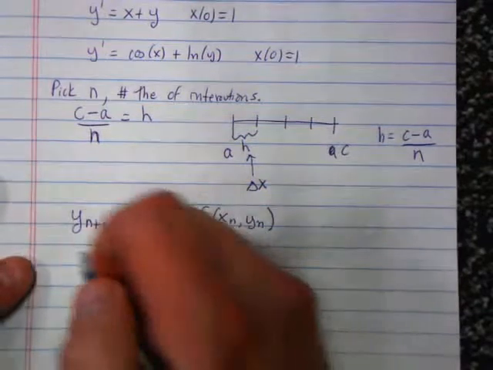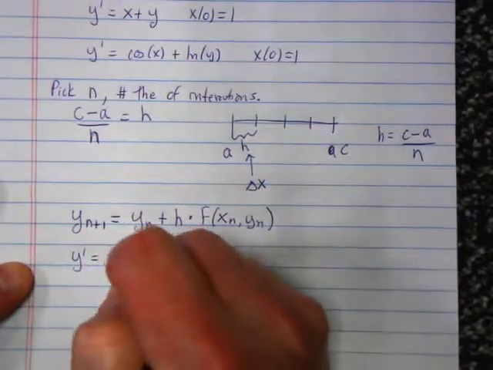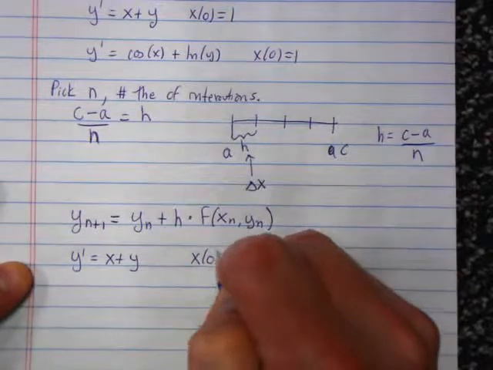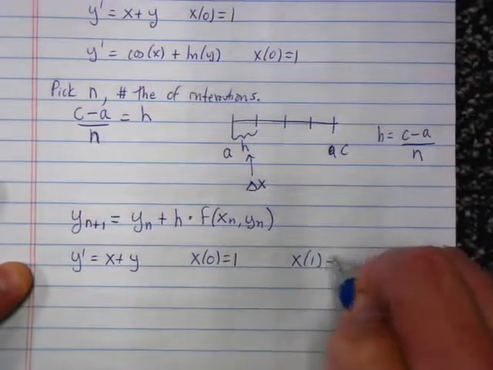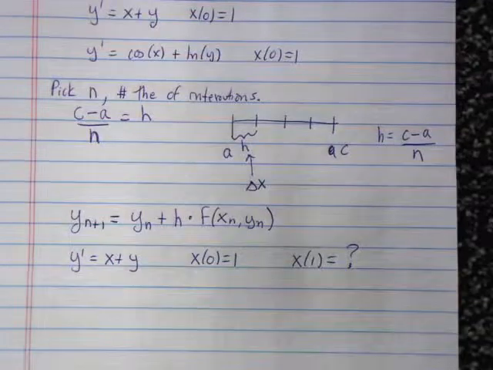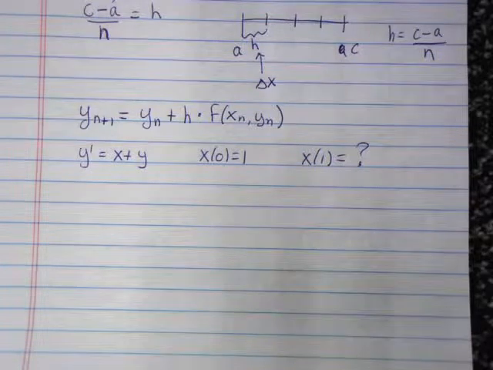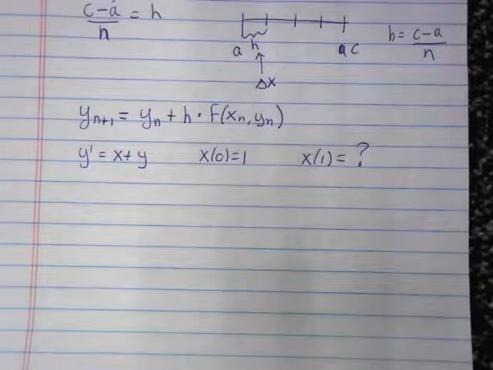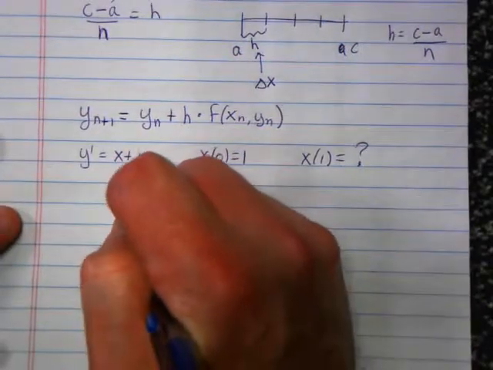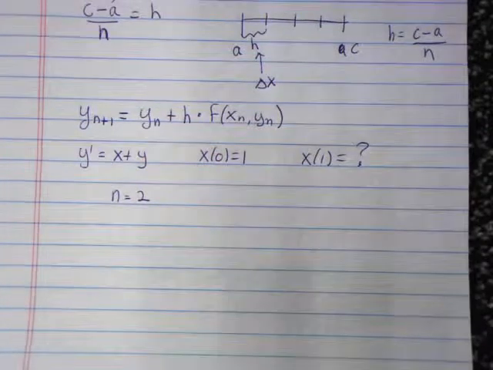All right, so we're going to take y prime equals x plus y, and y at 0 equals 1. We want to approximate y at 1. How many iterations of Euler's method do you wish to do? Let's start with 2, and then we'll jump it up to n equals 5, and we'll see what happens.